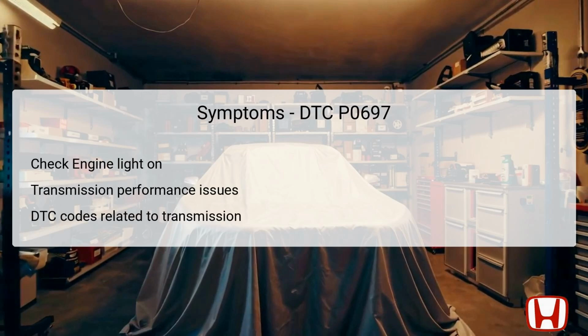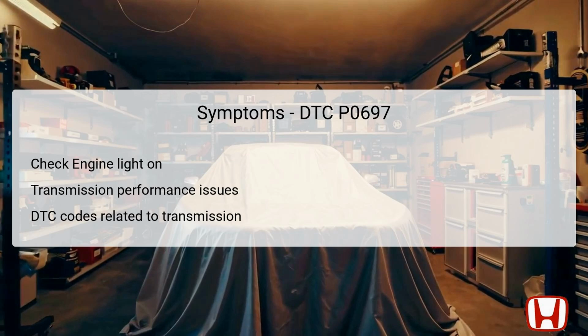The symptoms manifested from DTC P0697 often include the illumination of the check engine light on the dashboard, signaling an underlying issue that necessitates attention. Additionally, drivers may experience noticeable transmission performance issues, such as erratic shifting, delayed engagement, or even complete loss of power, further indicating that the transmission control module is not receiving accurate data.